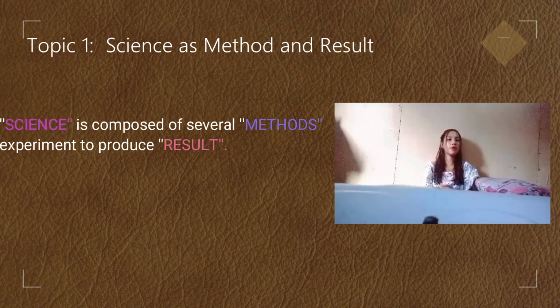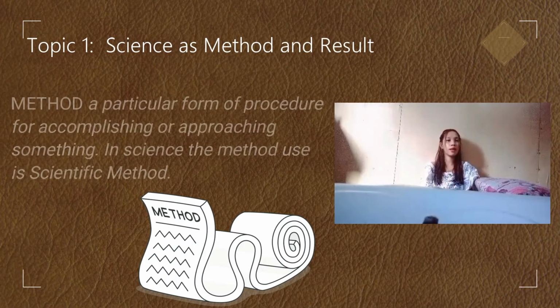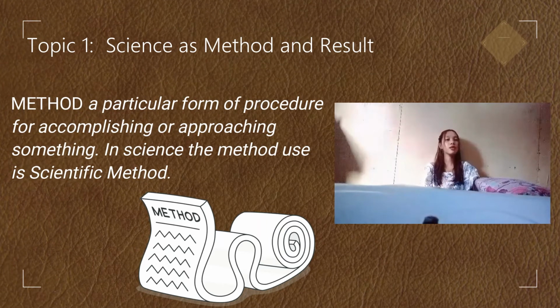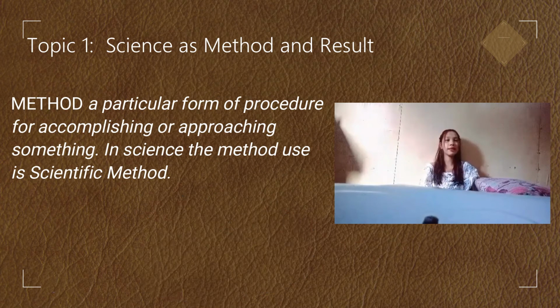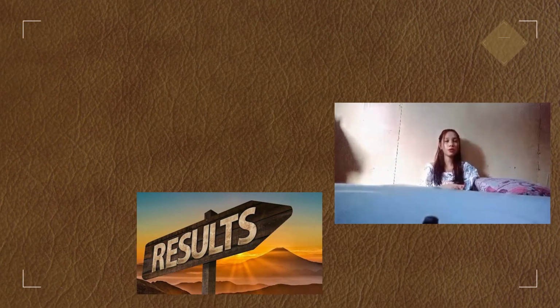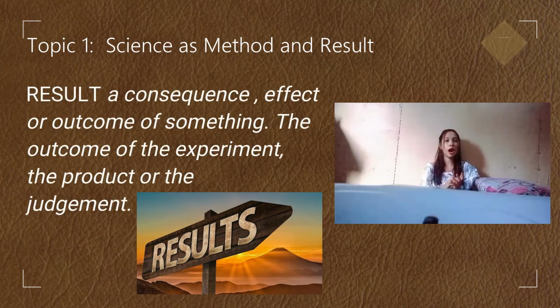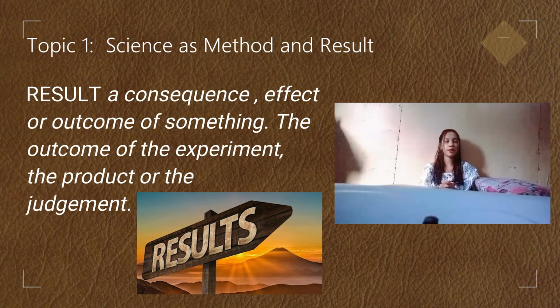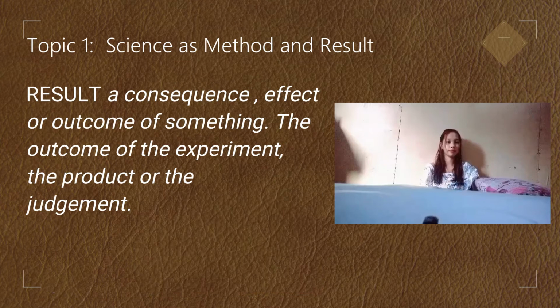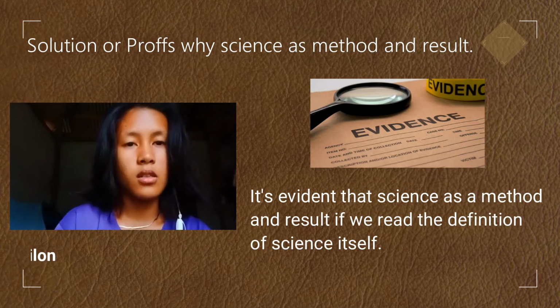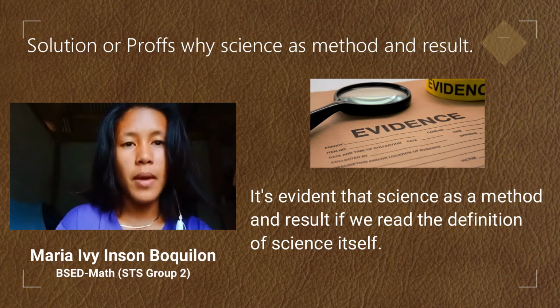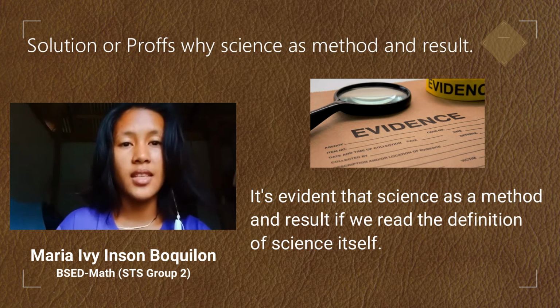Method, a particular form of procedure for accomplishing or approaching something. In science, the method used is the scientific method. And lastly, the result, the consequence, effect, or outcome of something. So the result is the outcome of the experiment, the product, or the judgment. Solution of proofs why science is method and result. It's evident that science is a method and result if you read the definition of science itself.